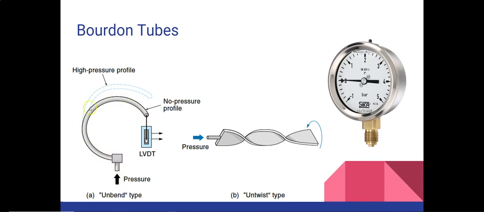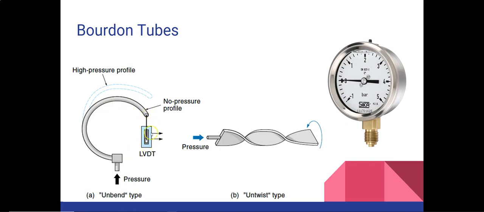What will happen when the tube is pressurized is that it tends to straighten out. You can see when there was no pressure in this tube, the profile of the Bourdon's tube will look like this. And once the pressure is increased, the Bourdon's tube will try to straighten up, and in the high pressure profile it will look like this with the dotted line. This motion you see here is going to be proportional to the applied pressure.